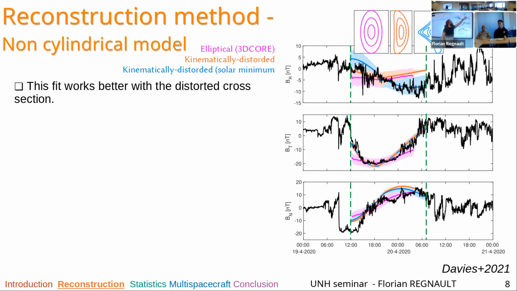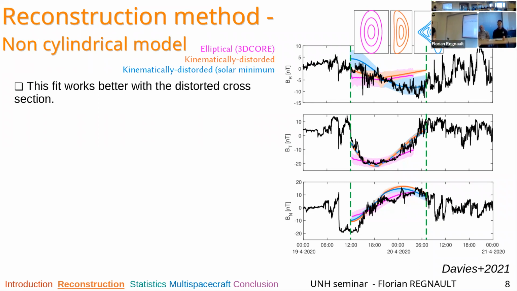Or you can also have this very distorted magnetic structure that you can see here, due to the fact that the solar wind during the quiet phase of the solar cycle will be faster at higher latitude, and then it will cause this very distorted shape. What you can see is that the blue line is the one that matches the best the three components of the magnetic field. So it can be very useful to have these different models that can give us information about the cross-section.